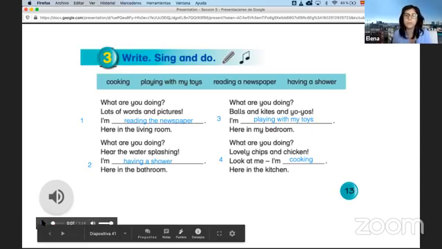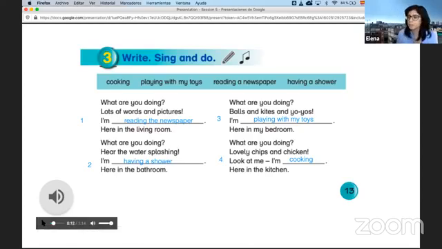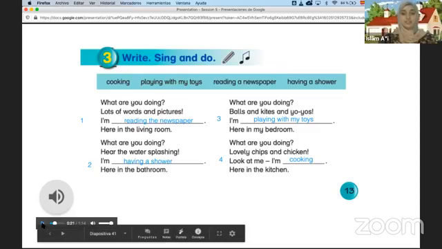What are you doing? Lots of words and pictures. I'm reading a newspaper here in the living room.